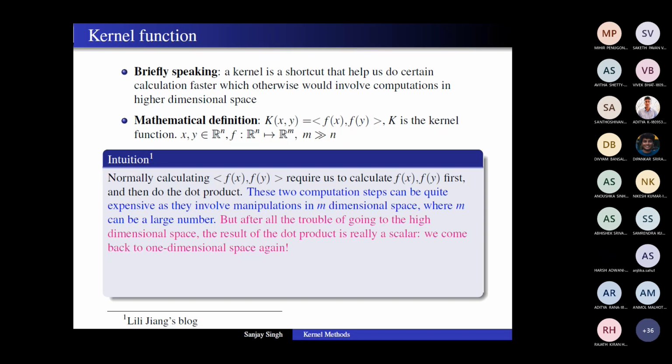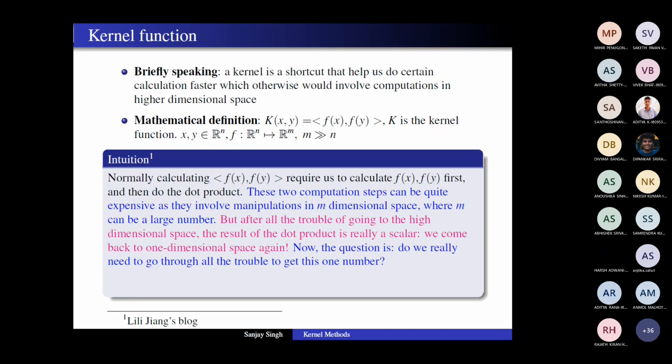But after all the trouble of going to the higher dimensional space, the result of the dot product is really a scalar value. You'll be surprised, what nonsense is this? You are projecting into higher dimensional space and finding the inner product, and the inner product is a scalar value. Then what's the logic behind going for this higher dimensional space? So we come back to the one dimensional space once again. So why are we doing all these things? Hold on for a minute.